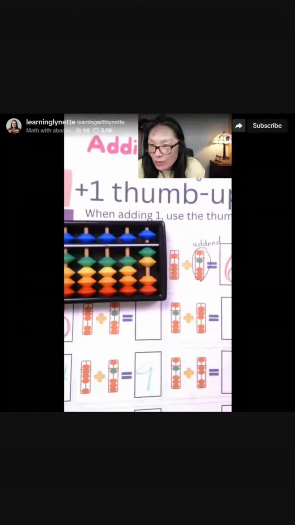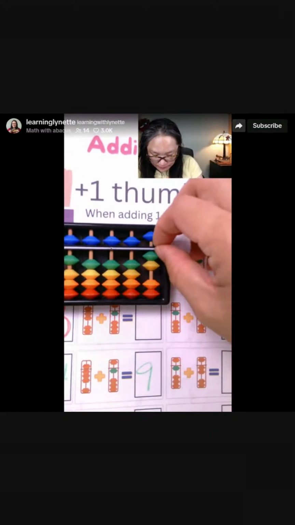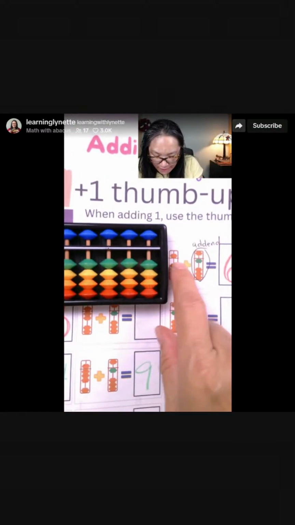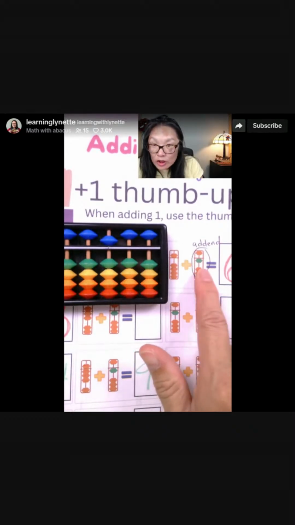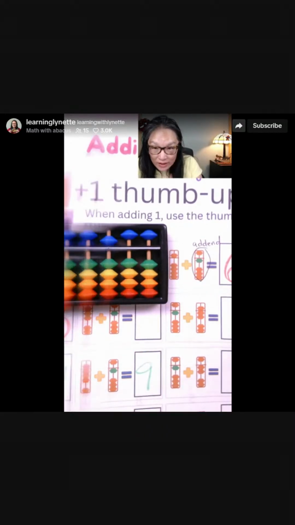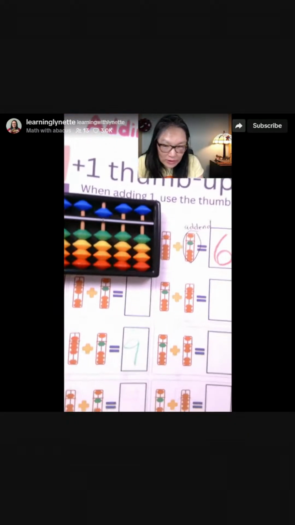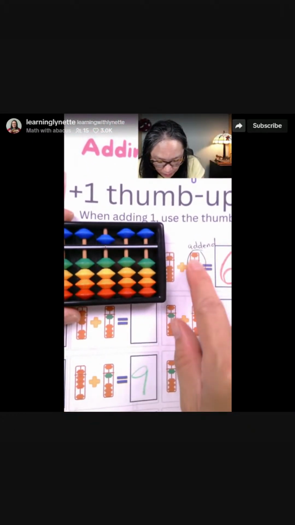What does that mean? If I have 5, when I look at the add-in, I want to only add the 1. Does that make sense? This is what the question is. Can I add it? Yes. I'm going to add the 1. So my final answer is 6.